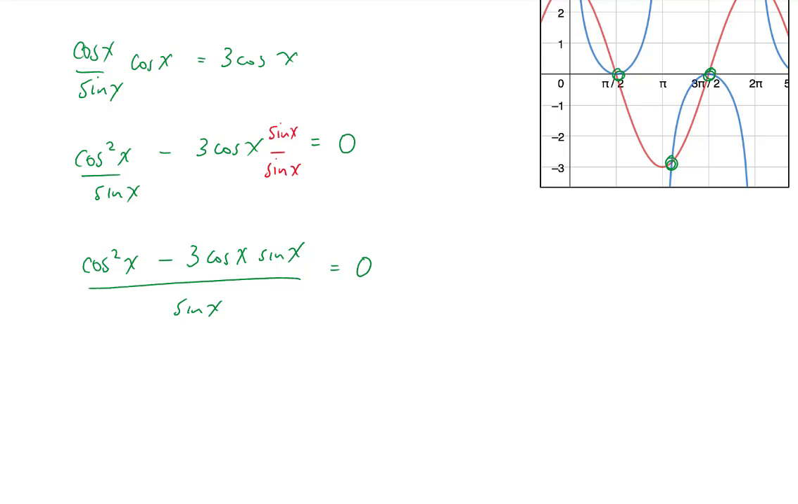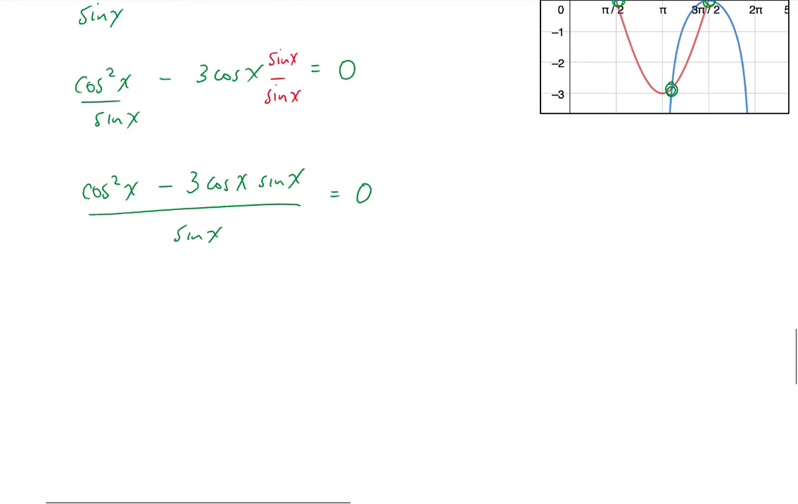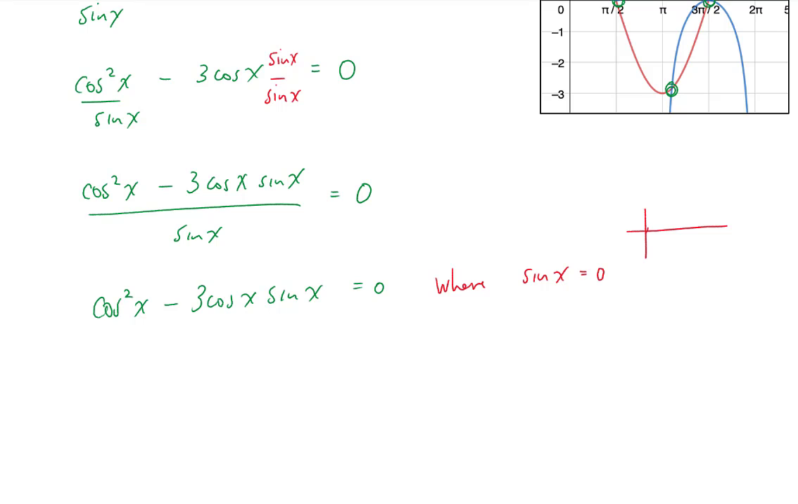So you see we get cos squared x minus 3 cosine x sine x all over sine x. We can multiply both sides by sine x since we're solving an equation. We just need to remember that we can't have any solutions where sine x equals 0. And that means we can't have 0, pi, and 2 pi as a solution, because that would make this equation undefined.